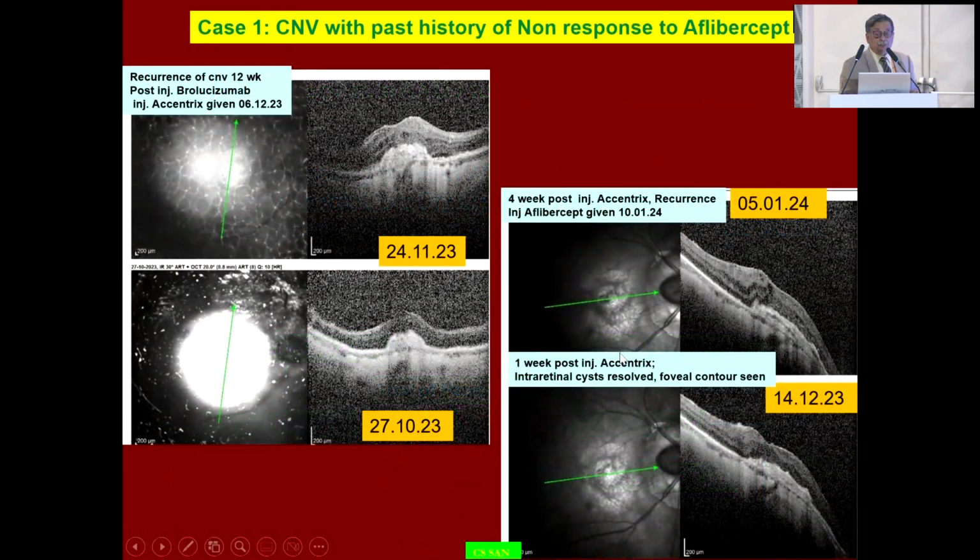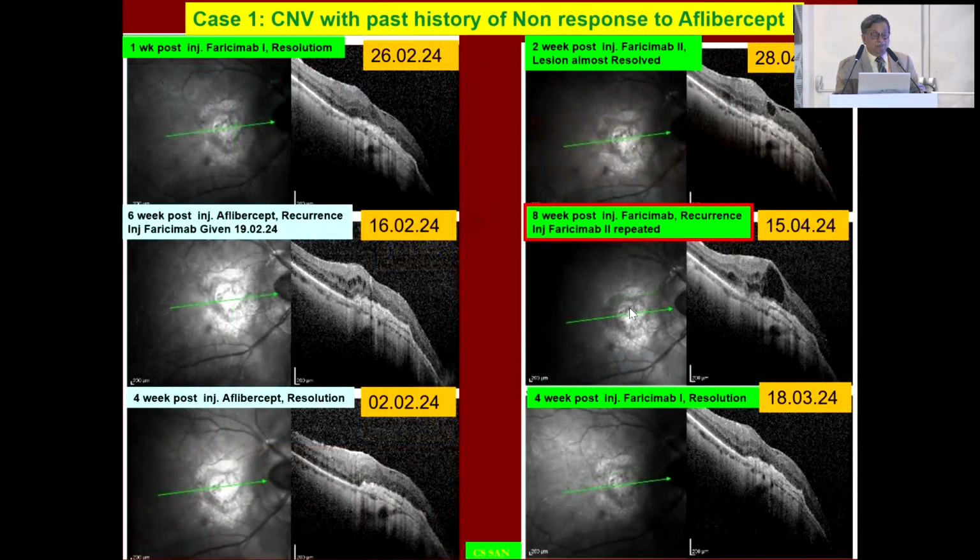Now, this is just to show you an example. This was a patient who came to me. He had actually had initially brolucizumab, and he was one-eyed, and I said, I'm not going to give you another brolucizumab when you get the recurrence. I said, I'll try with eccentrics. I tried, it worked for 4 weeks, and after 4 weeks, he got a recurrence. This time I tried aflibercept, and again with aflibercept, after 4 weeks, I got a recurrence, so we gave him faricimab.